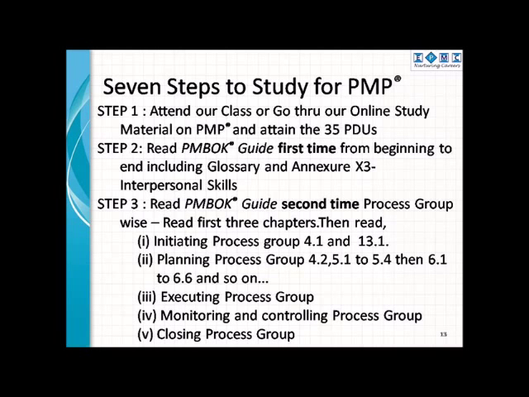Step 3 is read PMBOK Guide second time process group wise, that is read first 3 chapters and then read initiating process group, that is processes 4.1 and 13.1. Then read planning process group, that is 4.2, 5.1 through 5.4 and then 6.1 through 6.6 and so on. Then executing process group, monitoring controlling process group, and closing process group. This way, you would have read PMBOK Guide 5th edition 2 times by end of step number 3.